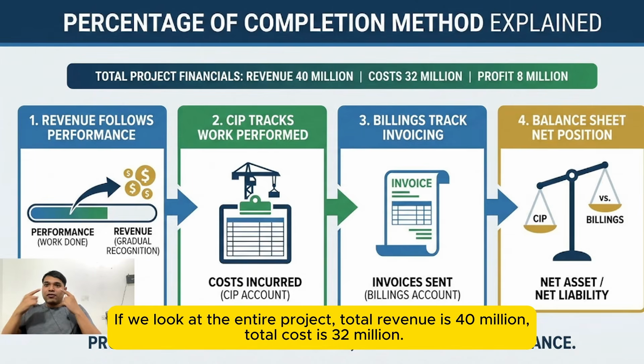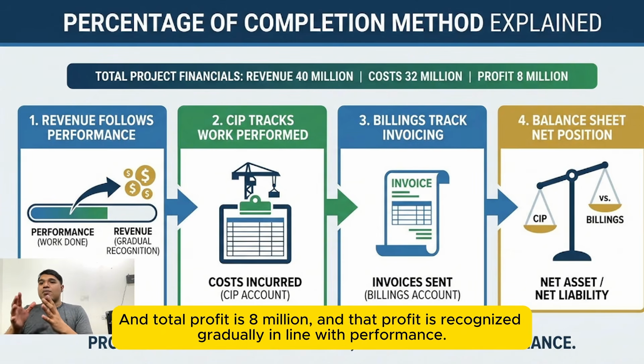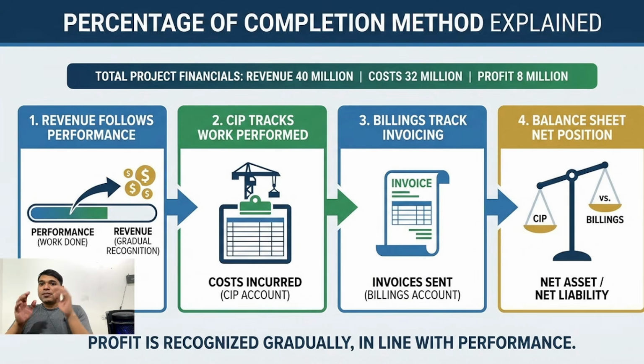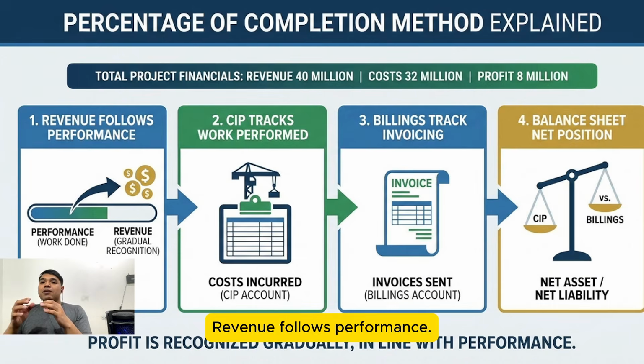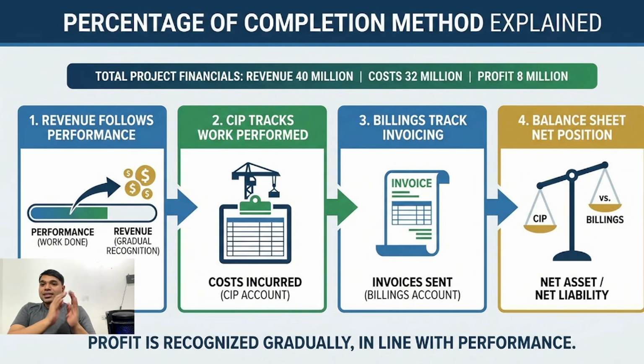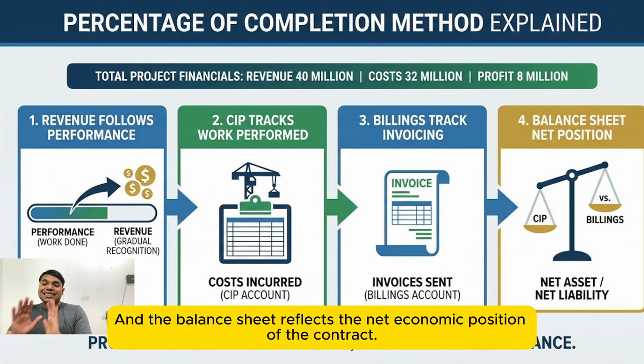If we look at the entire project, total revenue is $40 million, total cost is $32 million, and total profit is $8 million. And that profit is recognized gradually in line with performance. This is the essence of the percentage of completion. Revenue follows the performance, CIP tracks the work performed, billings track invoicing, and the balance sheet reflects the net economic position of the contract.